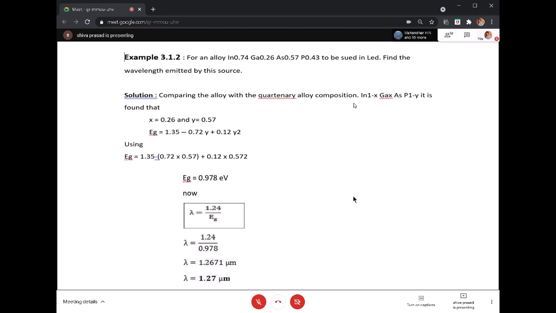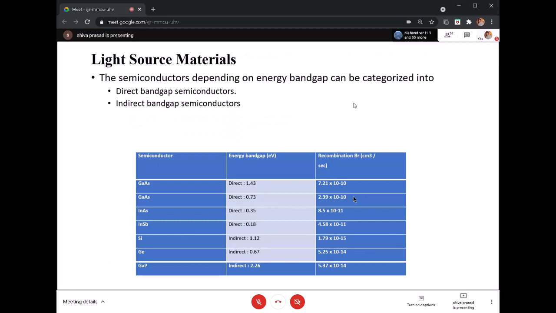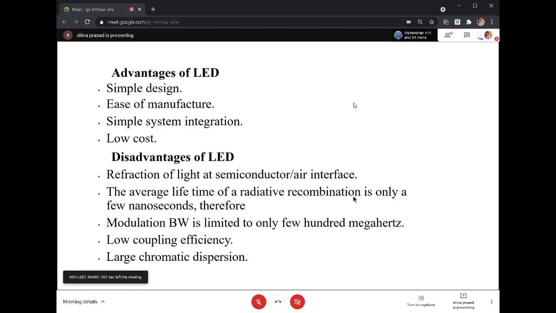So in the last class, we discussed the problems with other light source materials, and we couldn't do much. So let us discuss some advantages and disadvantages of the LED. What are the advantages of the LED? As you all know, it's a simple design. You take an N type and a P type, and you join them. So it is easy to manufacture.